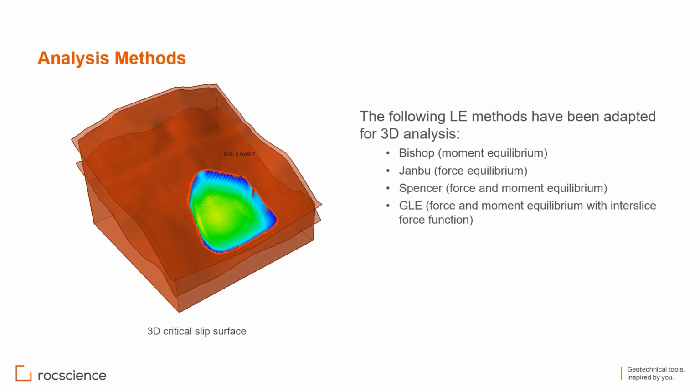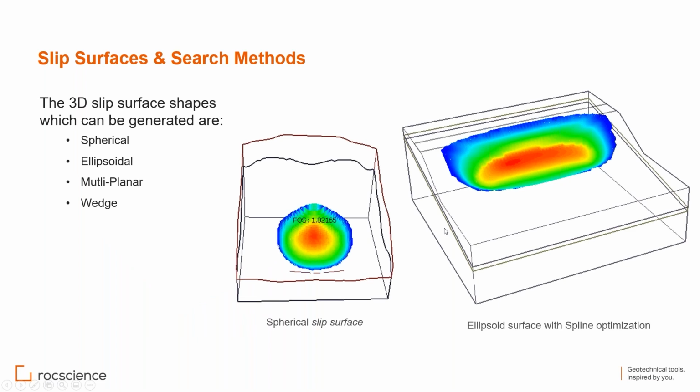These are four limit equilibrium methods that we have in Slide3: Bishop, Janbu, Spencer, and GLE. Spencer and GLE are the most rigorous ones. And these are the most usable methods that we brought from Slide2 to Slide3. We have four different types of shapes for critical slip surface, which is very important in 3D: spherical, ellipsoidal, multiplanar, and wedge. Spherical is equivalent to the circular search in 2D, and ellipsoidal is kind of a non-circular search.